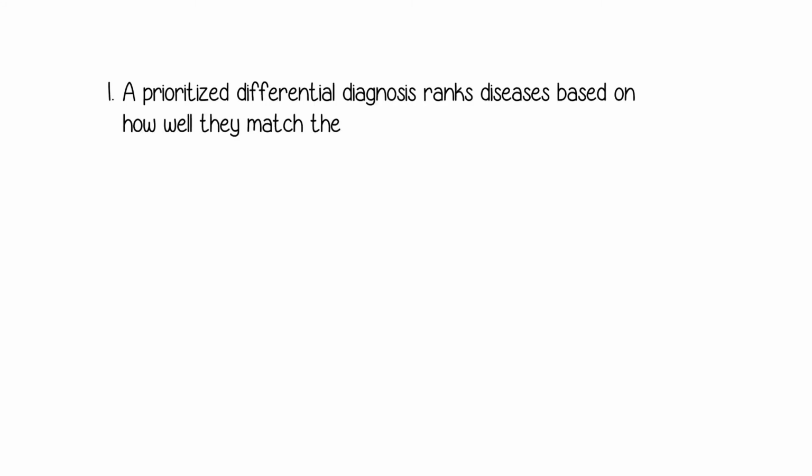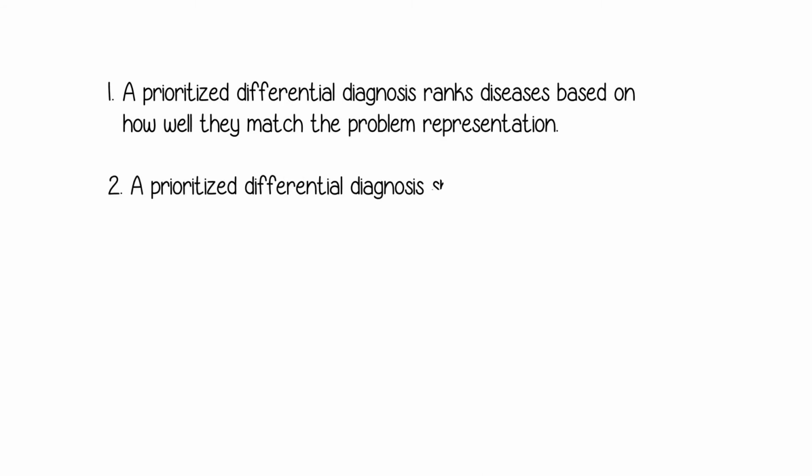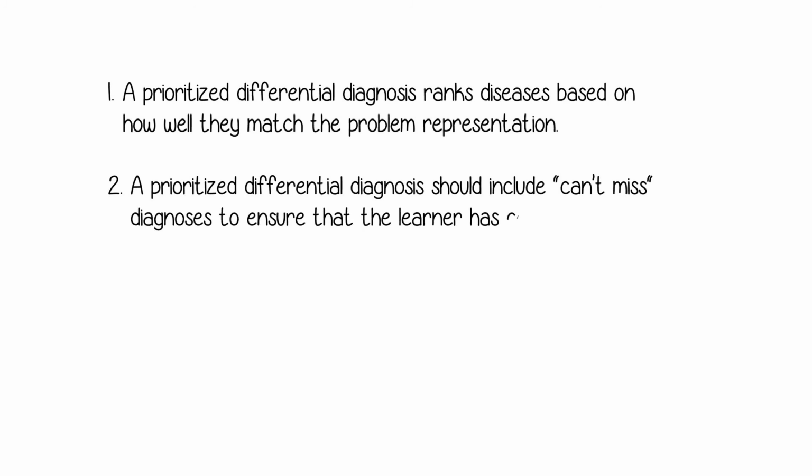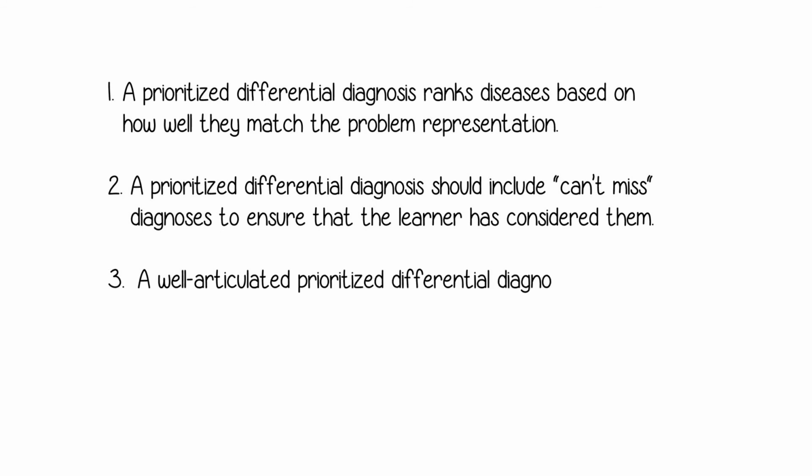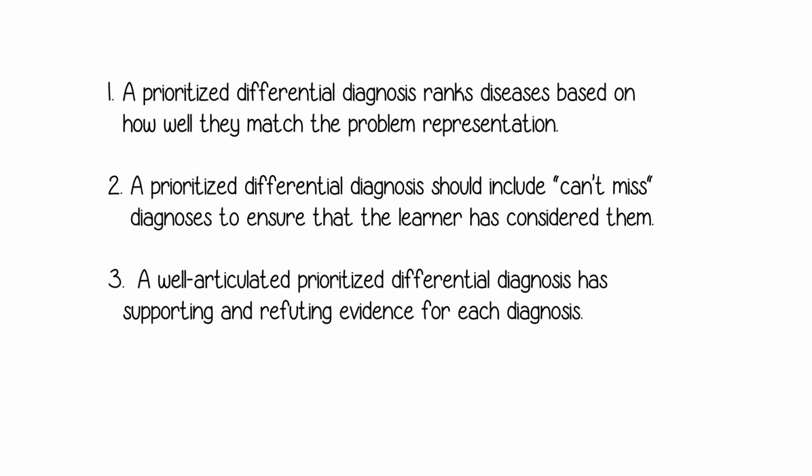In summary, a prioritized differential diagnosis ranks diseases based on how well they match the problem representation. A prioritized differential diagnosis should include can't-miss diagnoses to ensure that the learner has considered them. A well-articulated, prioritized differential diagnosis has supporting and refuting evidence for each diagnosis.